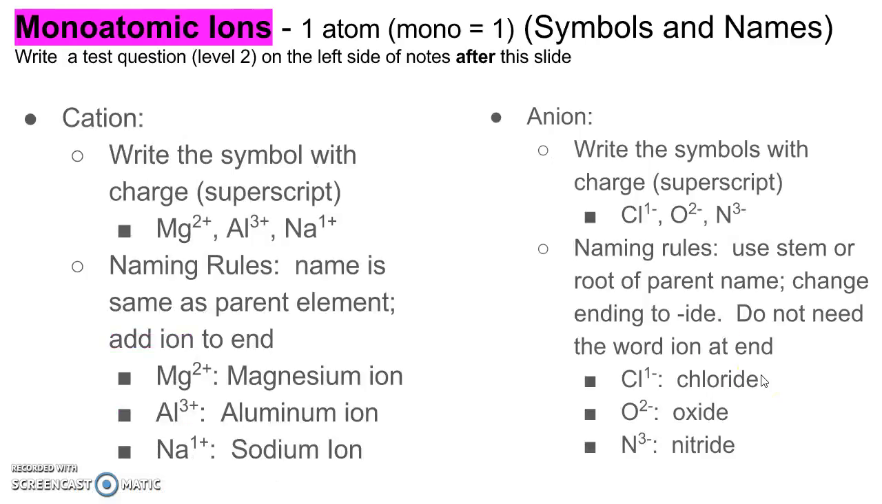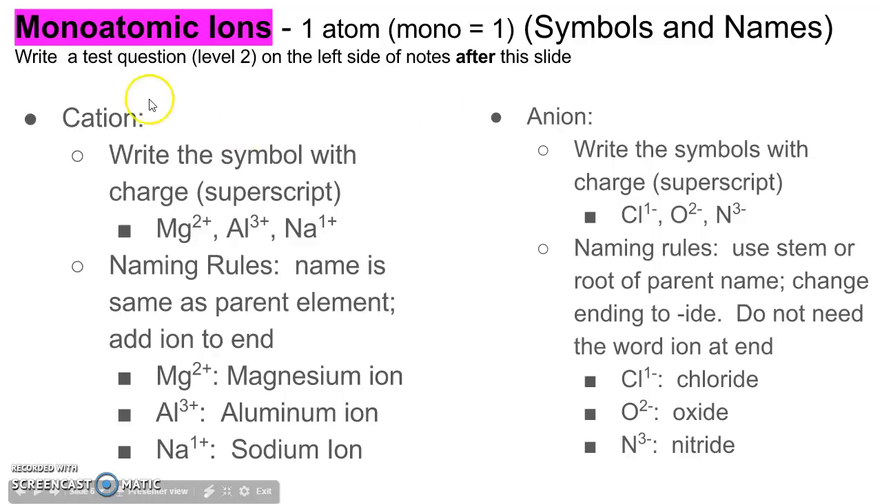So here's our monoatomic ions. Here's our naming rules. How do we name the positive ions? How do we name the negative ions? Monoatomic, because it means one atom. Mono equals one. So the symbols and the names. When you finish with this slide, I want you to write a level 2 test question on the side of your notes in relation to how to name cations and anions.